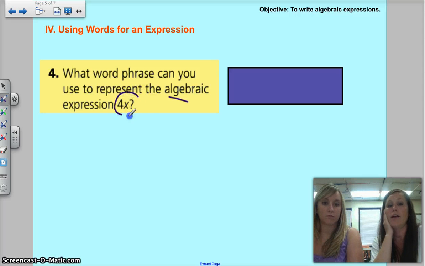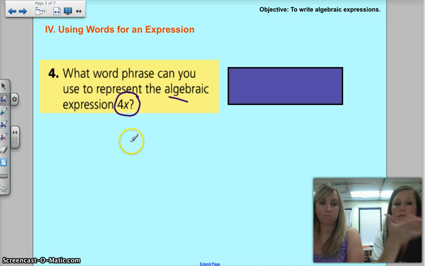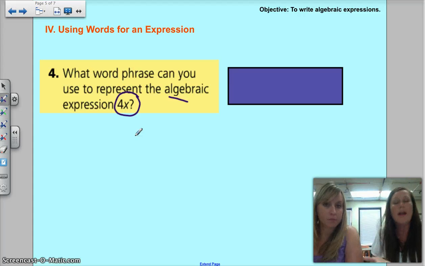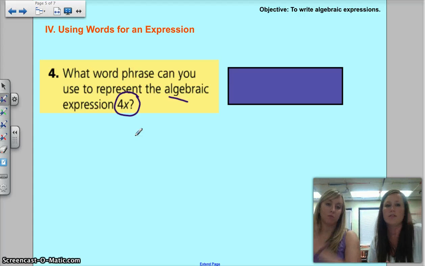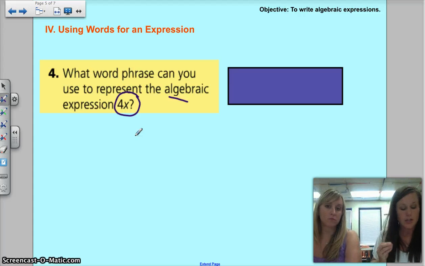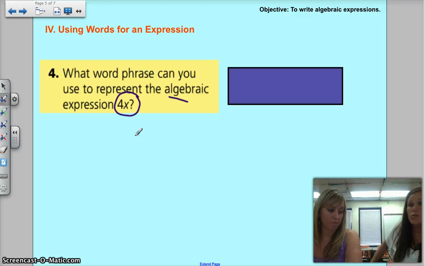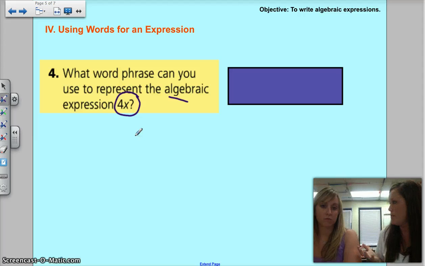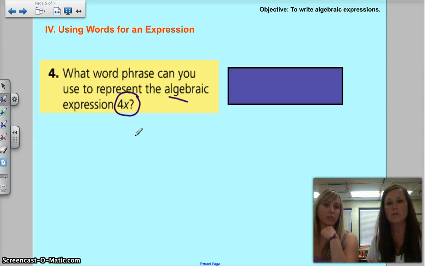Well, 4x means 4 times x. But we said 4 times x is not 8th grade level. So instead of saying times, I could use product. So this is the product of what two things? Well, I have 4 and x, so it's the product of 4 and x.